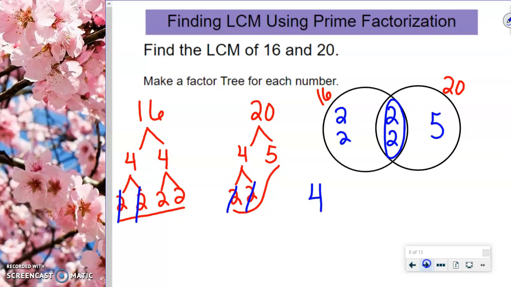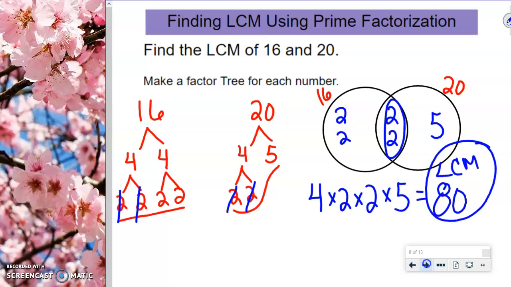To find my least common multiple, I'm going to take that number and multiply it by everything that's left over here and everything that's left over here. Now, if you need to use a calculator to help you with this part, that is perfectly fine. But we have to figure out what 4 times 2 times 2 times 5 is, and that is equal to 80. And that is my least common multiple of 16 and 20.